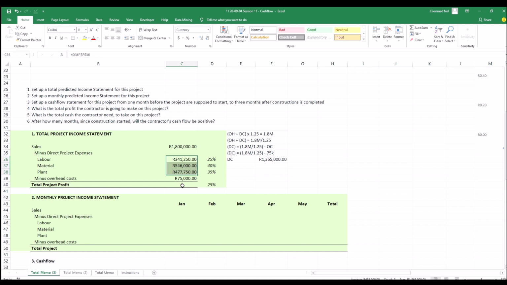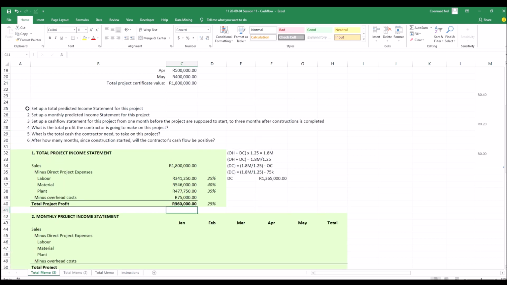Now all I need to do is the calculation. My profit is my total income or sales minus my direct costs, my labor, my equipment, my plant, and my overhead costs. So my total profit on the project is 360,000 rand. Good. So we've dealt with the first one.